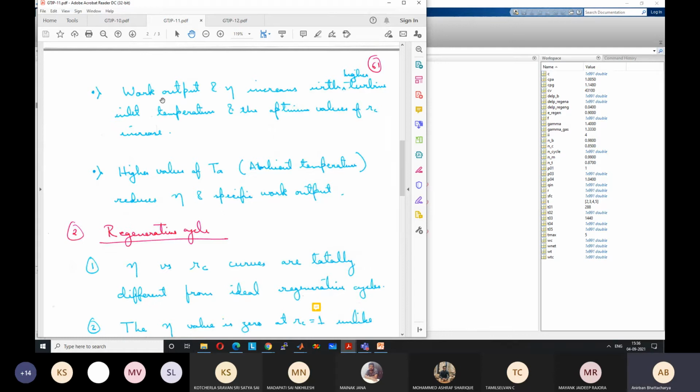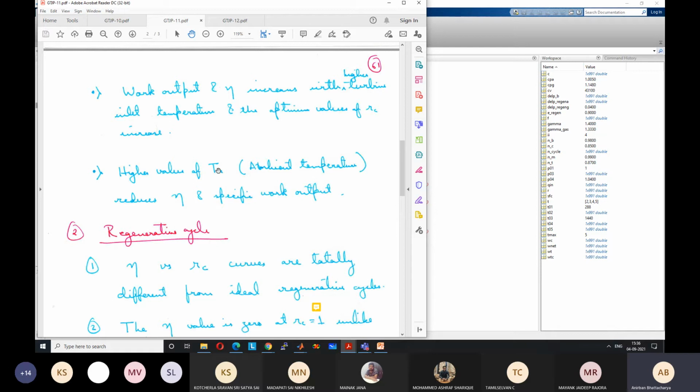Work output and efficiency increases with higher turbine inlet temperature. That also we have seen, and the optimum value of RC also increases with higher turbine inlet temperature, that we have seen. One thing I have not shown here, you can try on your own, but it's nothing to try also, it's just intuitively you can understand.